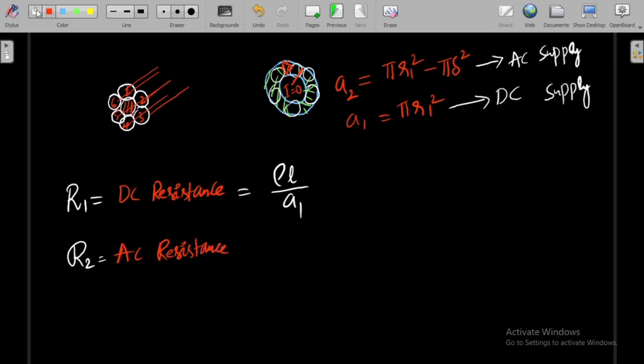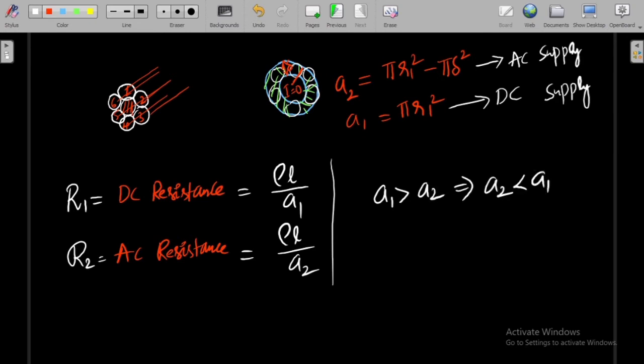AC resistance. Now what is it? It is equal to rho times L by A2. Now if you observe these two expressions, what is the relation between A1 and A2? A1 is greater than A2, or we can say A2 is less than A1. As A2 is less than A1, R2 is always greater than R1.